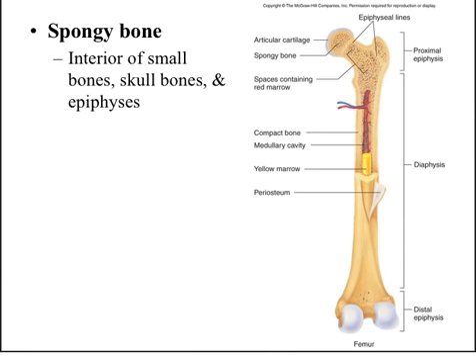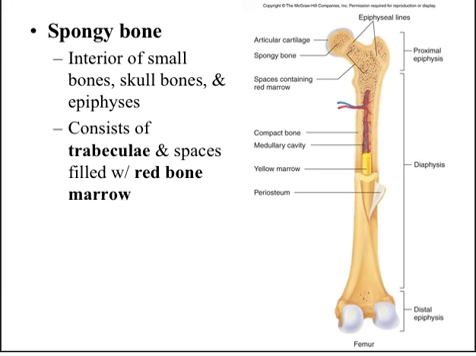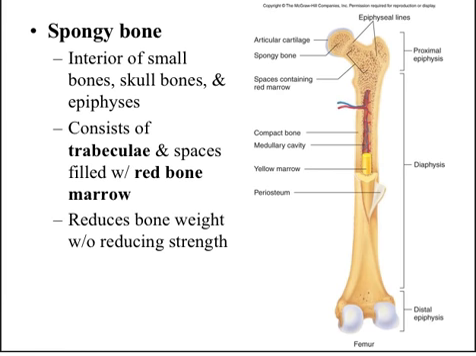Spongy bone is what makes up the interior of the long bone, as well as the interior of flat and irregular bones and the epiphyses of long bones. It consists of trabeculae and spaces that are filled with red bone marrow, and this is, of course, where hematopoiesis takes place. It reduces the bone weight without reducing its strength. The reason for this, number one, is it's less dense than compact bone.